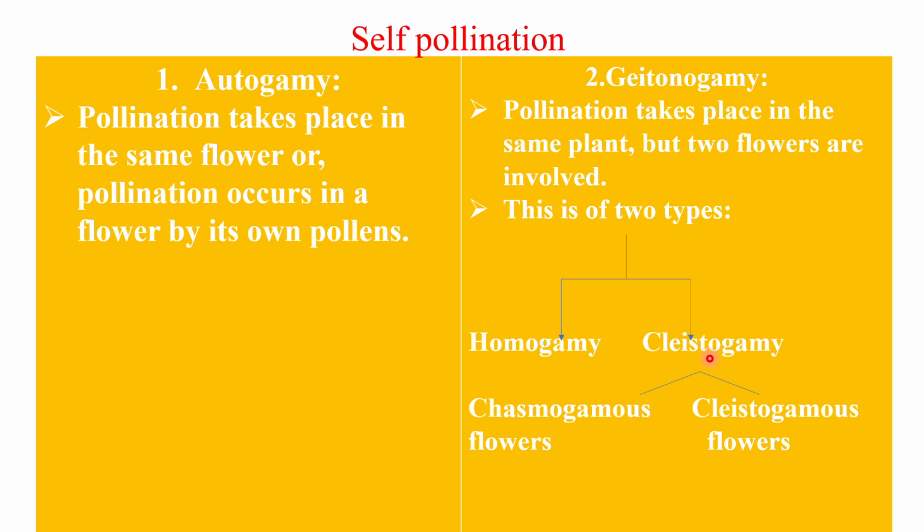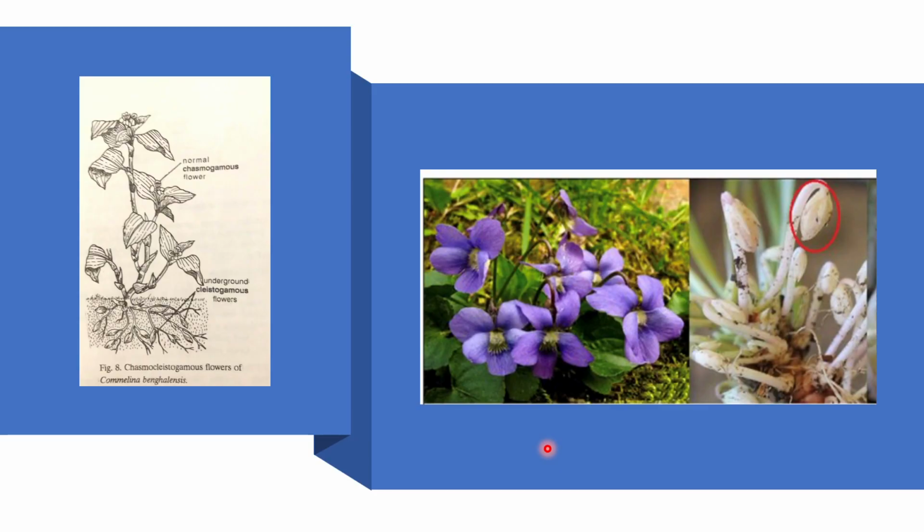So this is known as chasmogamous flowers. Here we see how the flowers open after maturity, and these are the chasmogamous flowers. But few flowers which do not open even after maturity are known as clistogamous flowers. These are the clistogamous flowers, which are found underground, and these are the chasmogamous flowers. But few plants bear both chasmogamous and clistogamous flowers, and are known as chasmoclistogamous.